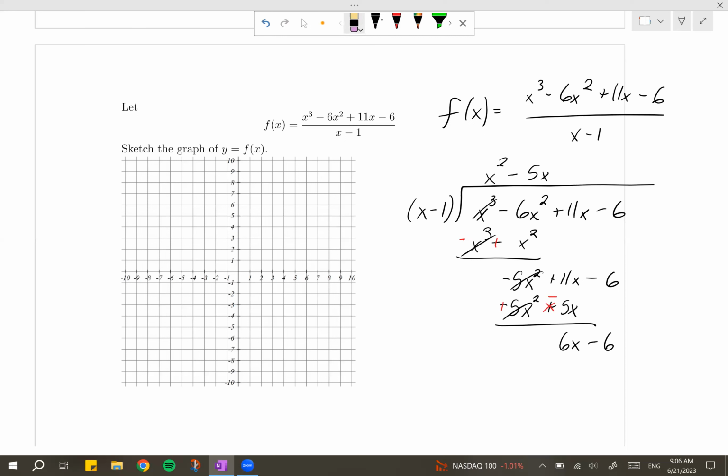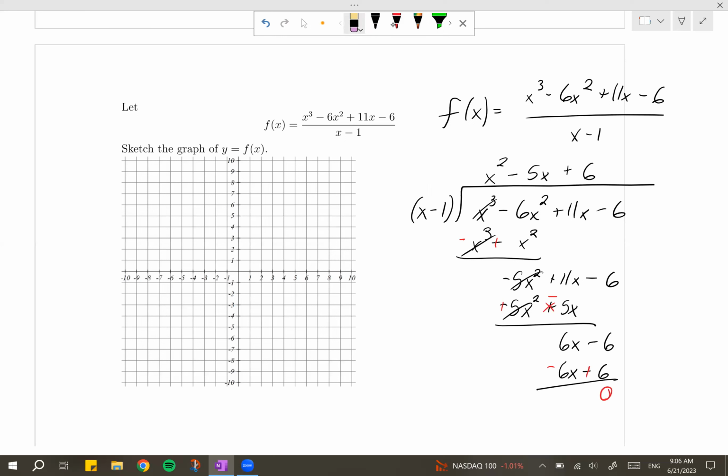All right, now do the same thing. What do I need to multiply by this x to get 6x? I just need to multiply by positive 6. All right, and then I multiply this positive 6 times this term, and I will get 6x minus 6. When I multiply through by my negative, I'm going to get negative and positive, and I get 0. So there's no remainder.